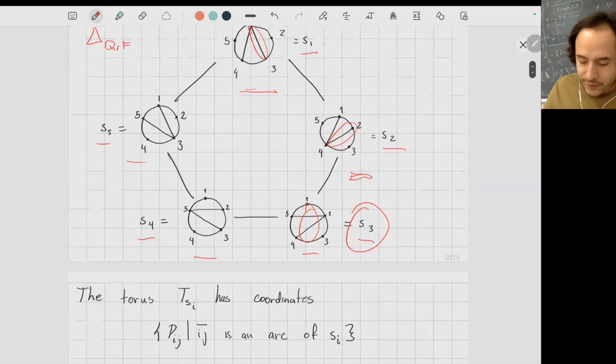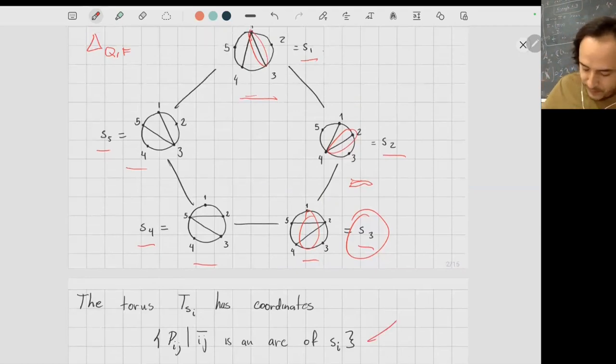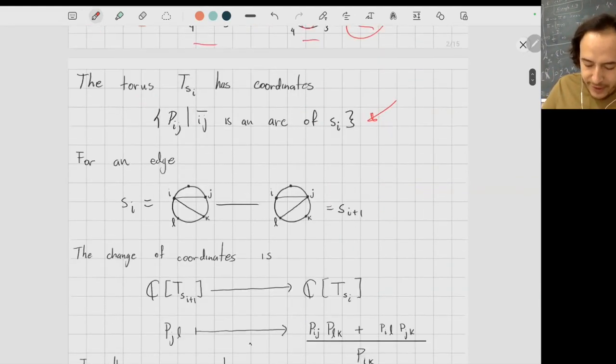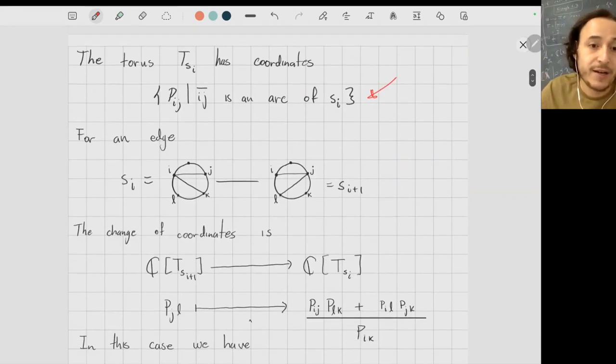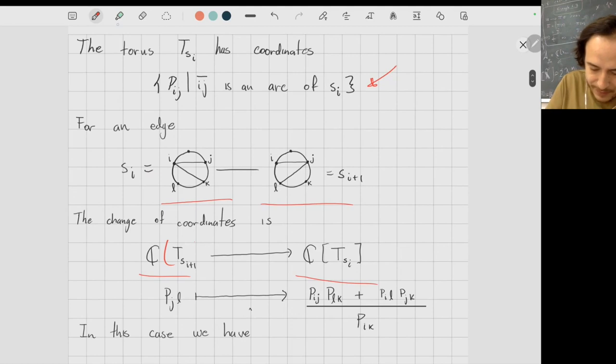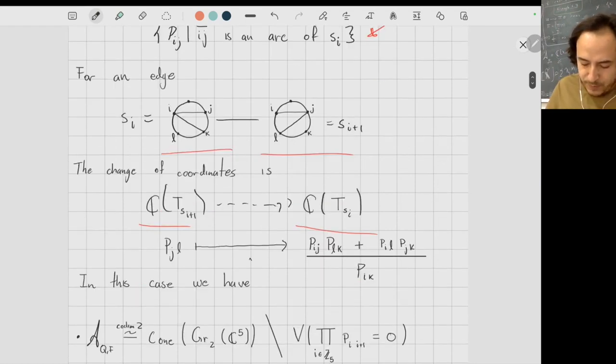So, anyway, so far you can think of these symbols just as preferred coordinates for the torus, just the names they carry. And the important thing is how these tori are glued together. So if I have an edge between these two vertices of my simplicial complex, the change of coordinates, or the gluing of these tori, is going to be given by a birational map. And it's going to be given by this formula. So it's just like a Ptolemy relation.